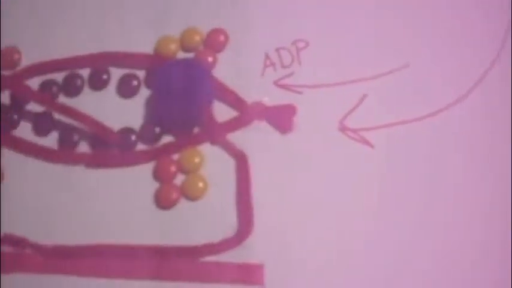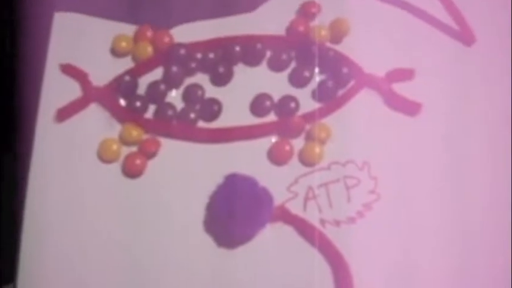The myosin head rotates toward the center of the sarcomere, which is called the power stroke. As myosin heads bind to ATP, the cross bridges detach from the actin site. The contraction cycle continues if ATP is available and the calcium level in the sarcoplasm is high.